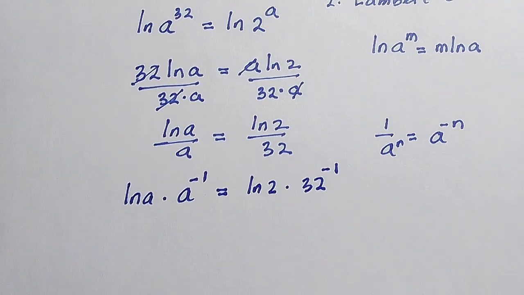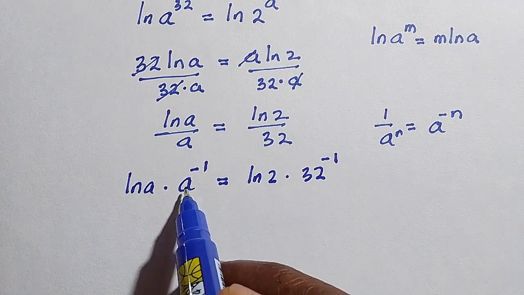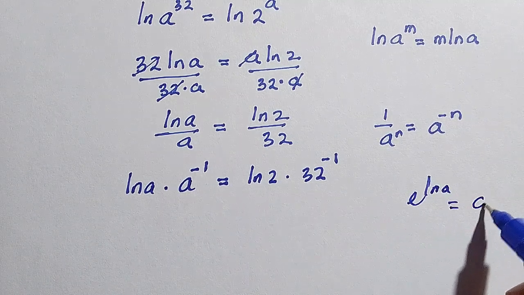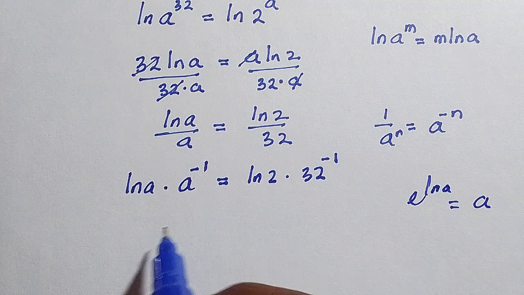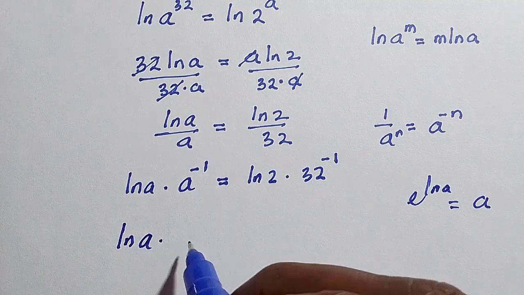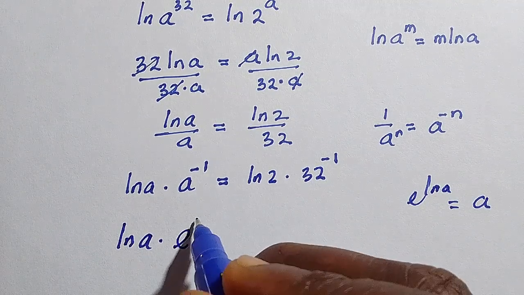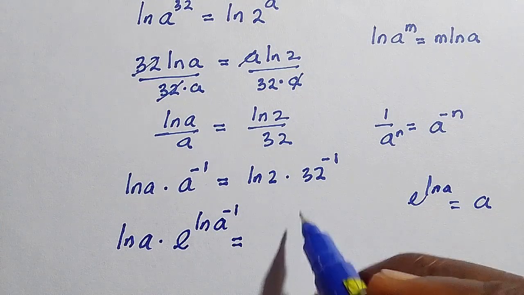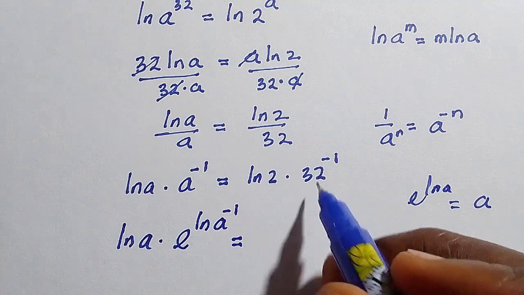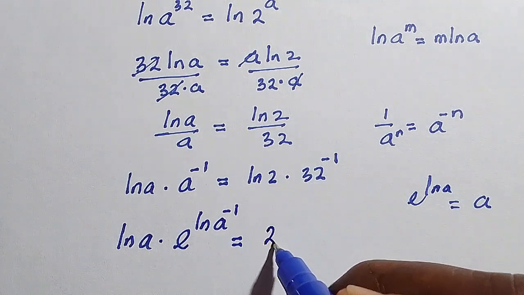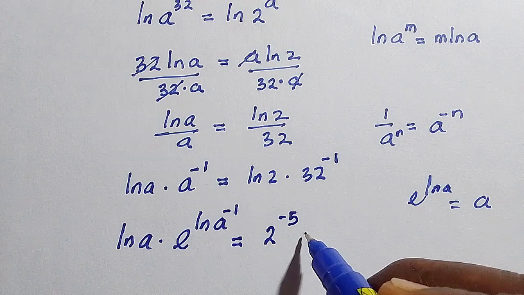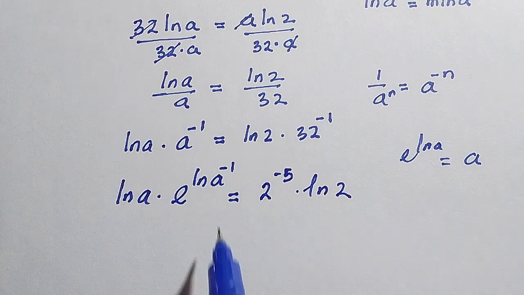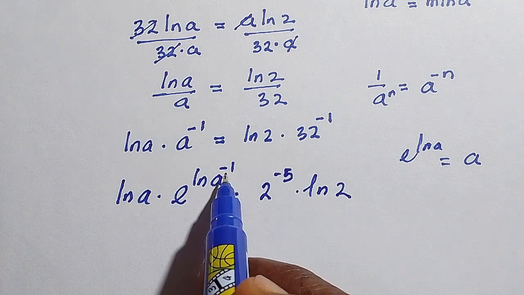Then from here, let's introduce e raised to the power of ln a. We consider this as a. Then from here, we have ln a multiplied by e raised to the power of ln a, all raised to the power minus 1. This equals, and from here we have this 32 raised to the power minus 1. We can write it as 2 raised to the power of minus 5, then multiply by ln 2. So here we have minus 1 at the top of this.